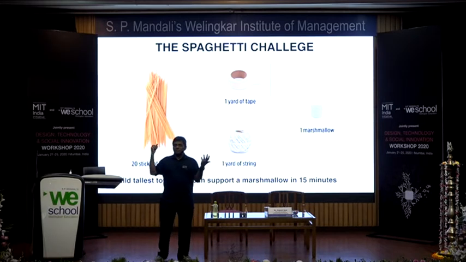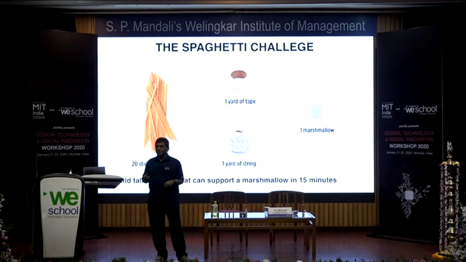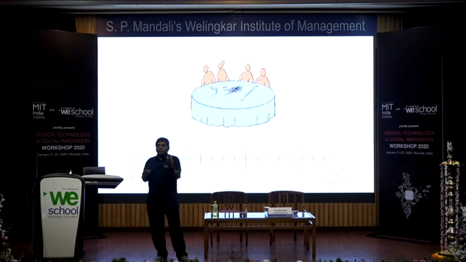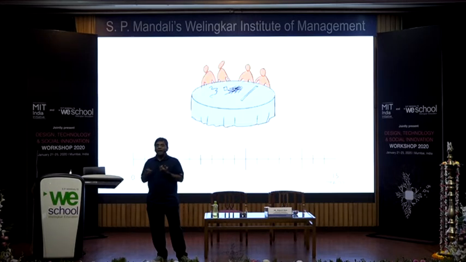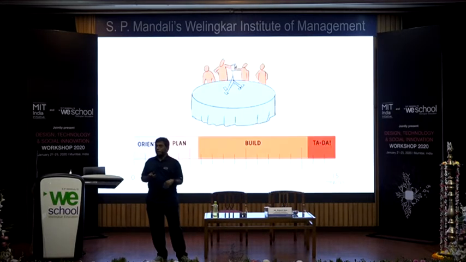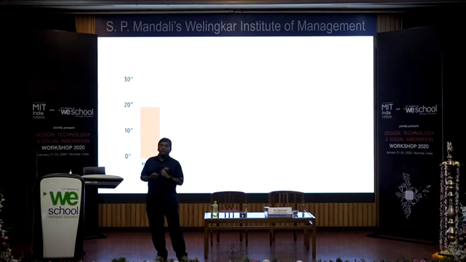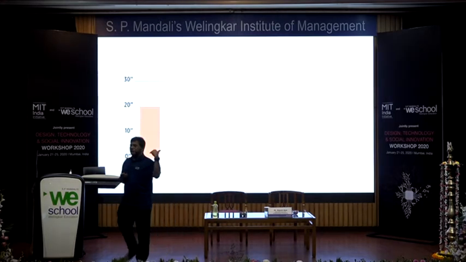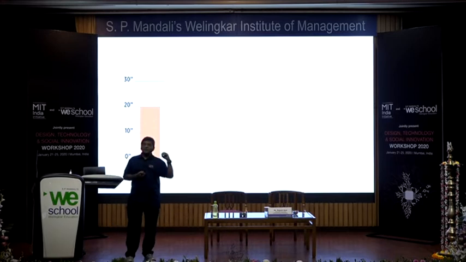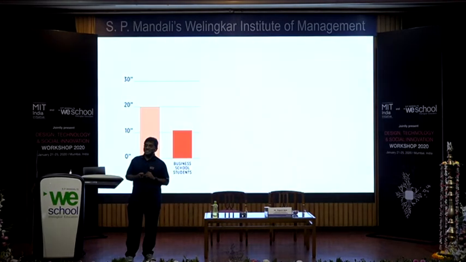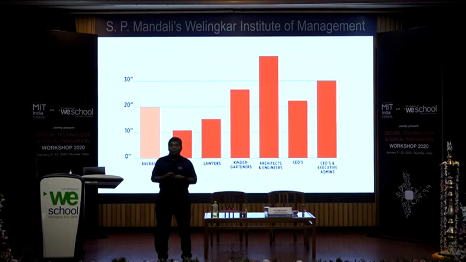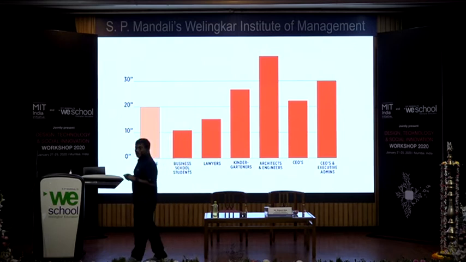Prototype, you must have seen this thing, the spaghetti challenge. You are supposed to use a marshmallow, some tape and thread and such, and create a tower and build as tall a tower as possible. So what interestingly happened is that this was a study done by Stanford. They found the average height was 20 inches, and business school students, the average is about 11 inches. I'm not kidding, this is not my data, okay. And school kids, the average is about 28 inches.